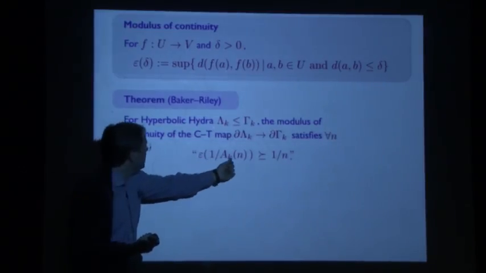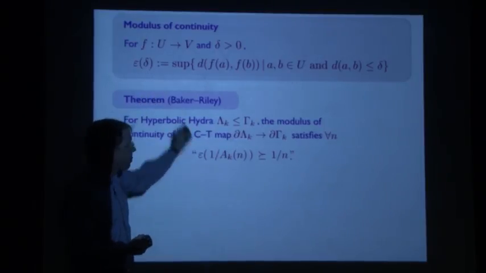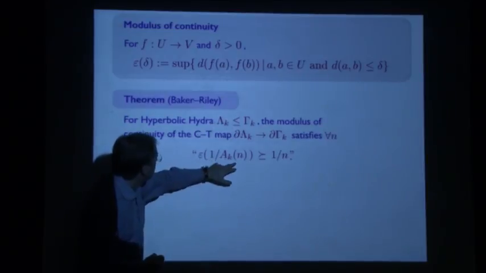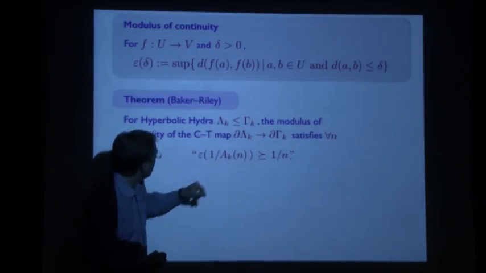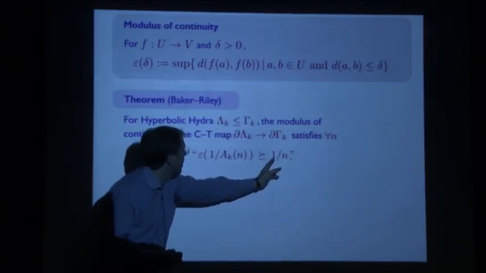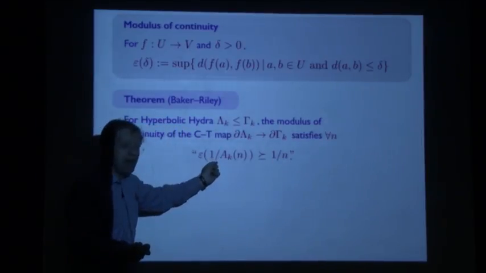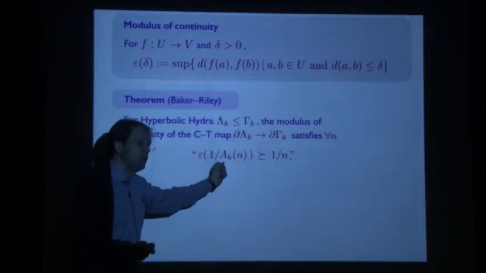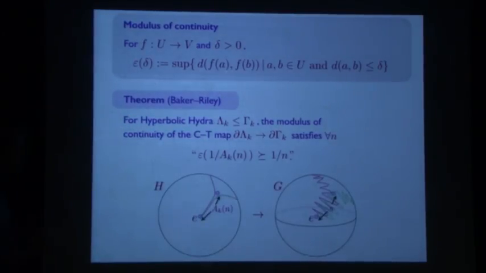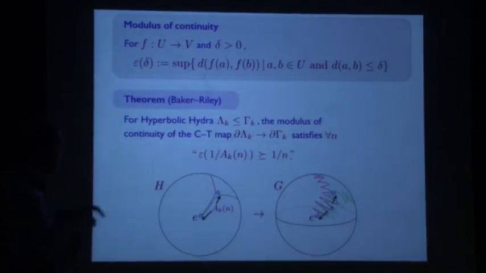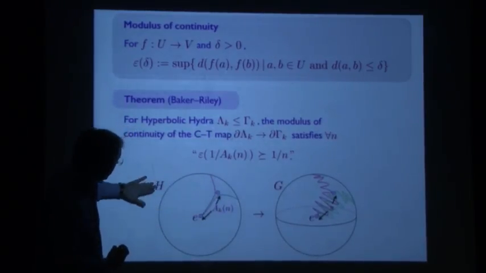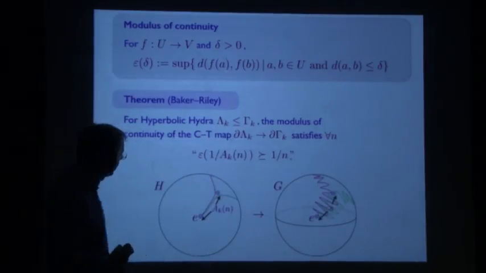I've suppressed constants to make this palatable, but roughly, the modulus of continuity is interesting when you feed in small values of delta. This says that you get this being bigger than 1 over n, feeding in absolutely minuscule things, 1 over an Ackermann function. This is actually a general thing about a heavily distorted hyperbolic subgroup of a hyperbolic group.